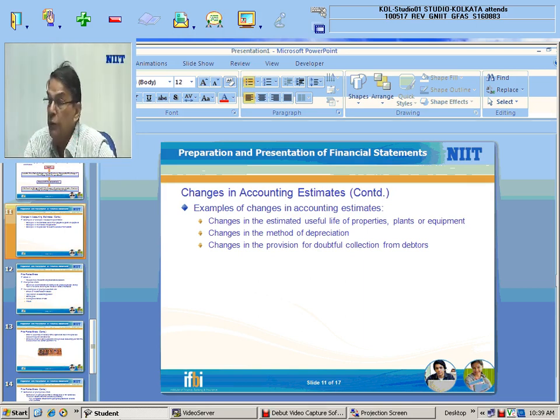If the change in estimate is also going to cause changes in profit for the future periods, then the future periods' profit will also be affected. That much. But it will not apply retrospectively to the previous periods' profit.